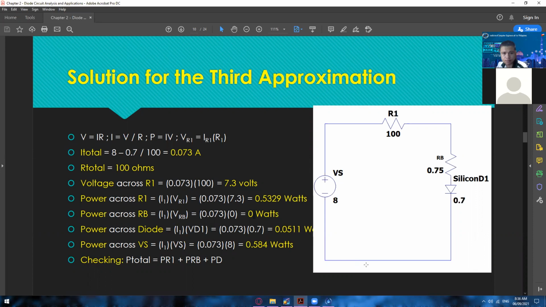Excuse me, sir. How do we calculate the total power in the circuit without adding up the values for PR1, PRB, and PD? If it's a direct formula, then if it's P total, then you have to get the I total and then the V total. Okay. So that will be P total over I total. Do we use I total times V total to get the P total without adding the values of PR1, PRB, and PD?